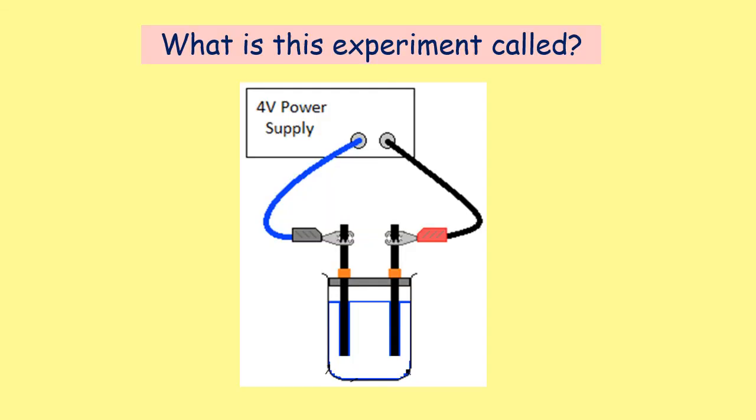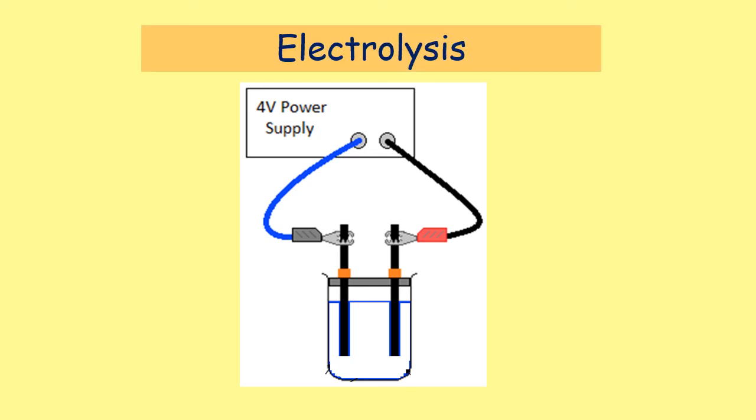So here we've got an experiment, and I want you to see if you can remember the name of this experiment. What type of experiment is this? So it's a power supply attached to a solution of a compound. What is this experiment called? So that experiment, it's a long and a new word. It is electrolysis.